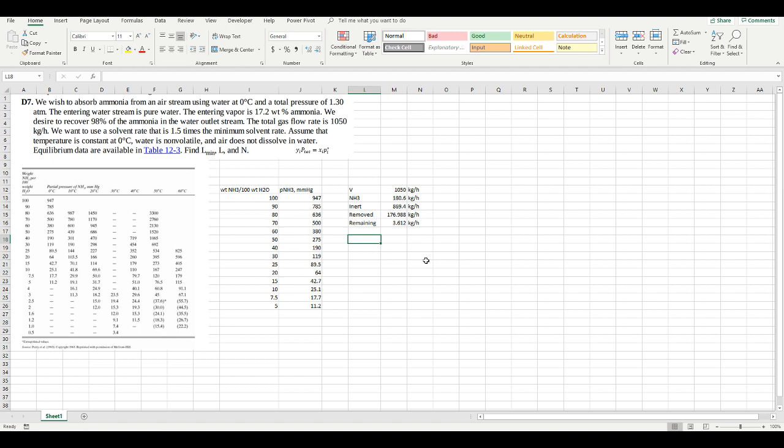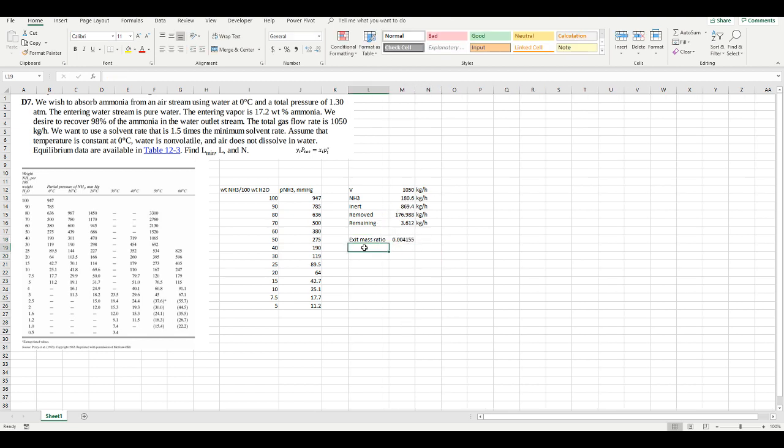Okay, so now that we've determined the flow rates, we can go ahead and calculate the mass ratios. The final mass ratio is quite simple. By definition, it is equal to 3.6 divided by the inert flow rate, which is 869. That gives us this exit mass ratio. We also have the initial mass ratio, which is going to be equal to 180.6 divided by the inert flow rate, so 0.20.